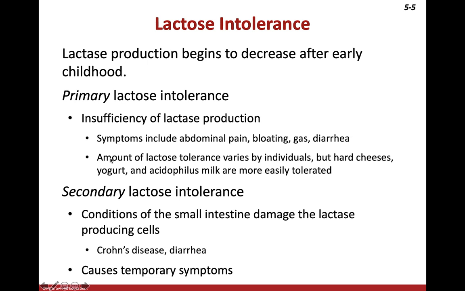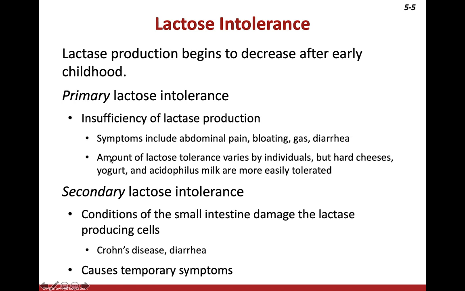Another condition is lactose intolerance. Now, lactose intolerance is due to a decreased production of lactase. That is the enzyme responsible for breaking down lactose, and that starts to decrease after early childhood. Now, there are two different types of lactose intolerance. The first is known as primary lactose intolerance, and that is flat out insufficiency of lactase production.